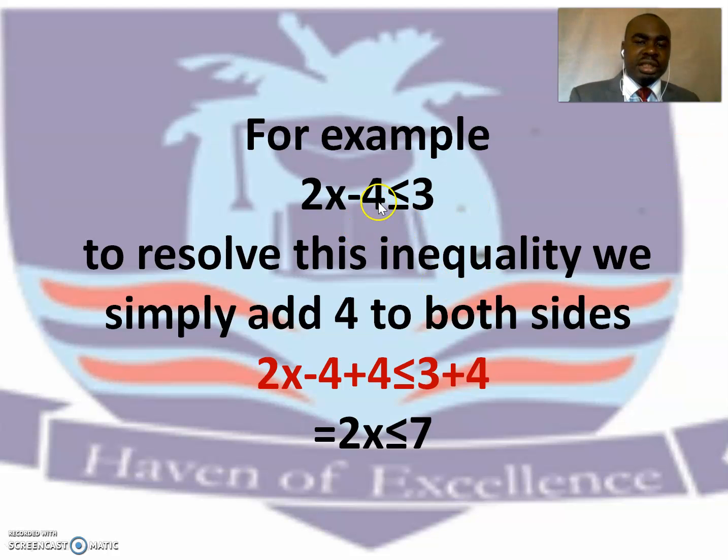You will need to eliminate this minus 4, and to do that, you will add 4 to both sides. Since we are adding a constant term to both sides, applying our first rule, this is going to give us 2x minus 4 plus 4 less than or equal to 3 plus 4. And that's going to give us 2x less than or equal to 7.